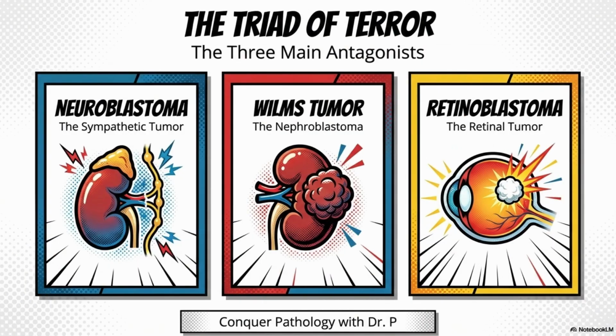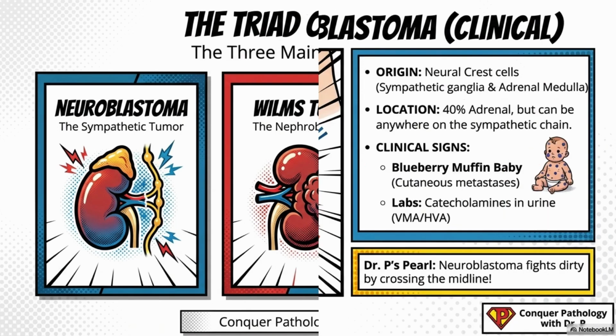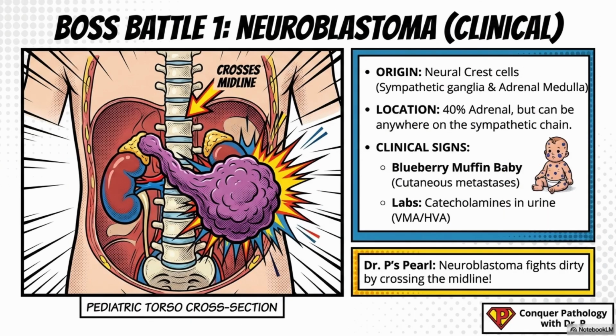We are going to fight three main antagonists today. I call them the triad of terror. Neuroblastoma, the sympathetic tumor. Wilms tumor, the nephroblastoma, and retinoblastoma, the retinal tumor. Let's break them down one by one. Boss battle number 1, neuroblastoma. These arise from neural crest cells, specifically the sympathetic ganglia and the adrenal medulla.